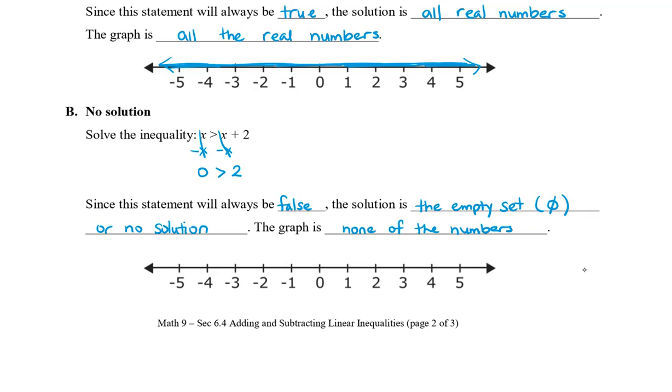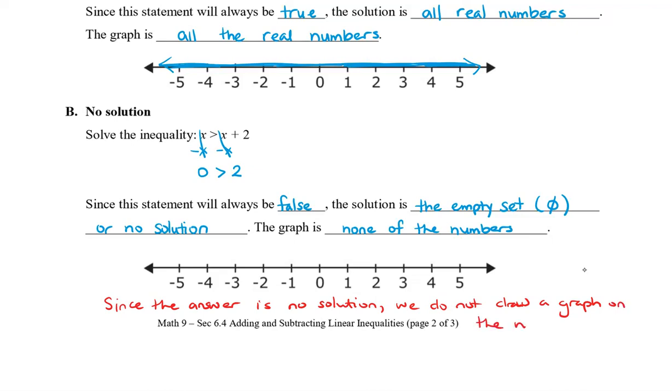So just to summarize this, since the answer is no solution, we do not draw a graph on the number line. And that's how you solve inequalities, by adding and subtracting.